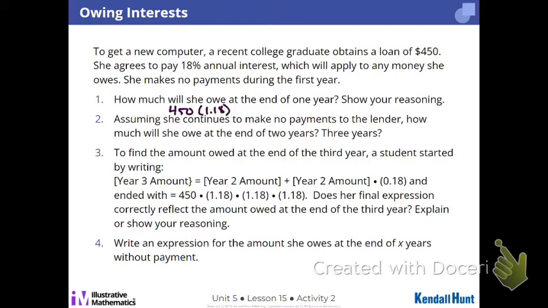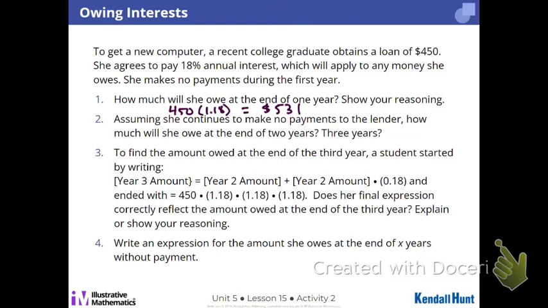Did anybody do 450 plus 450 times 0.18? That also gets you there. So this gives you the total because 100% is the starting amount. 18% increases the 0.18. So 450 times 1.18 is $531 owed at the end of the year. That's just extra money this person's got to pay, right?